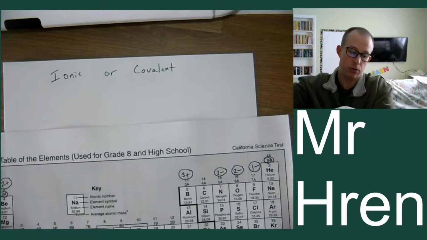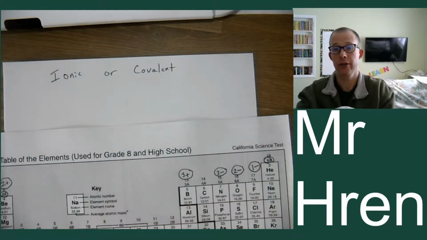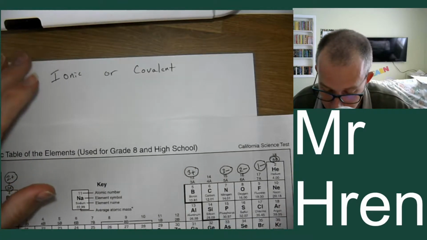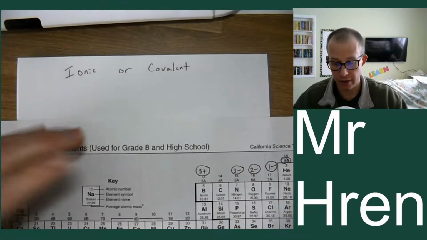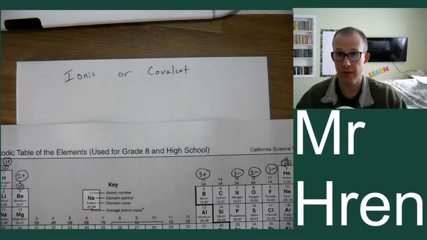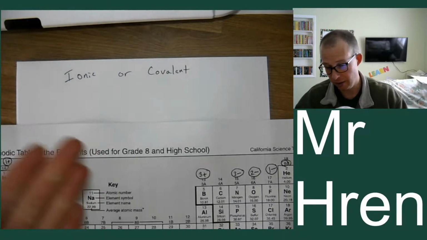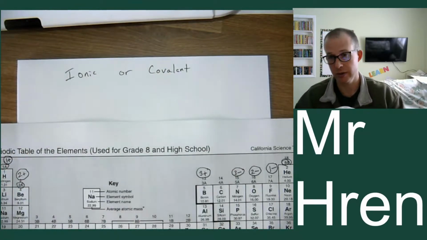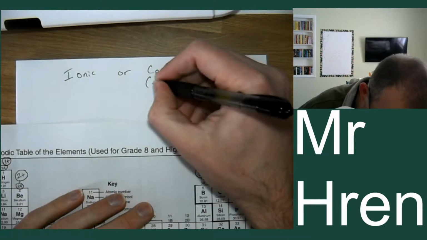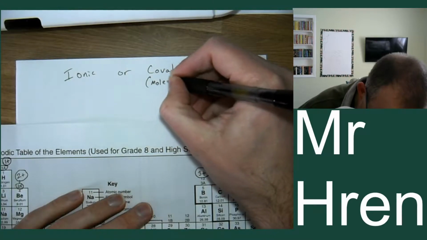Alright, so now we're going to talk about whether a compound is ionic or covalently bonded. You've watched the videos talking about ionic bonding and covalent bonding. Now we're going to talk about how you identify whether something is ionically bonded or covalently bonded. Sometimes covalent is also called molecular. Just so you know, these compounds are called molecular compounds.